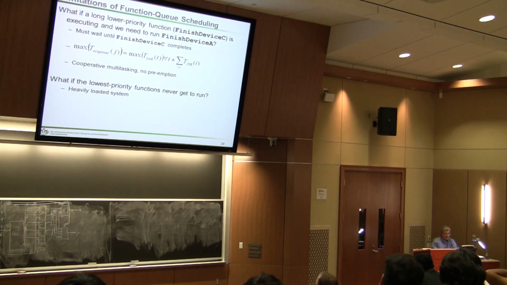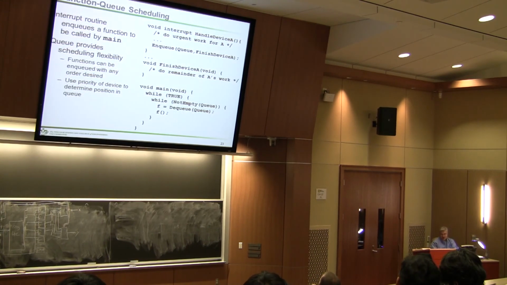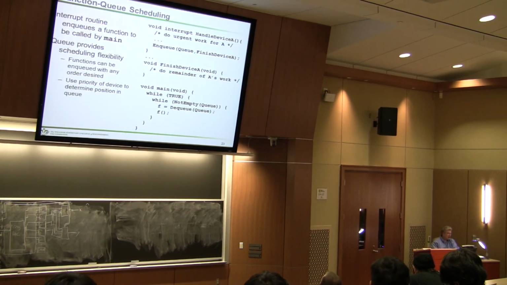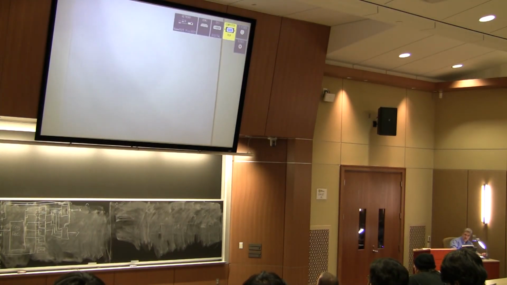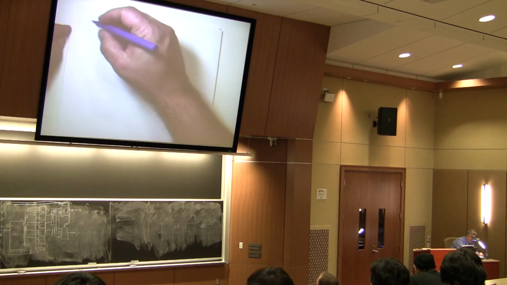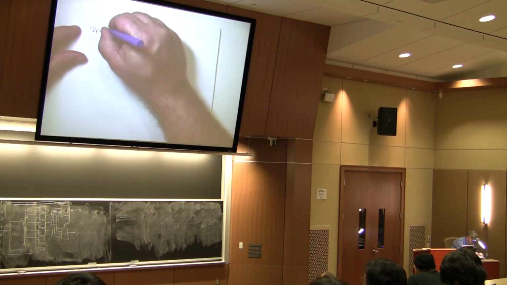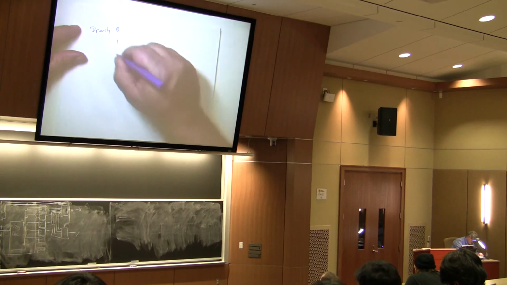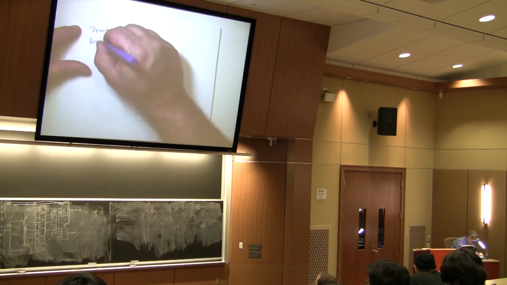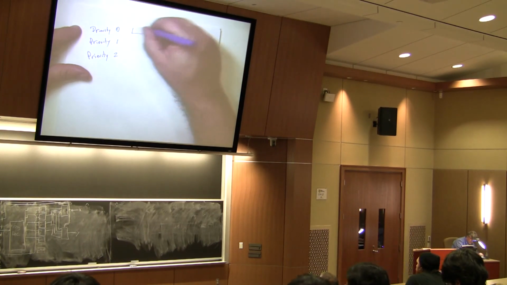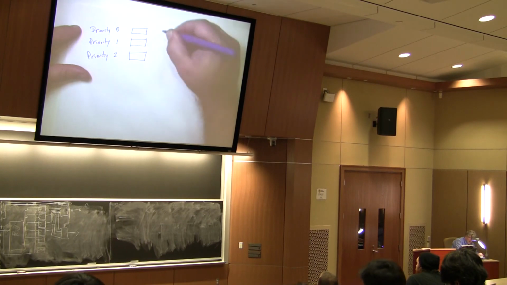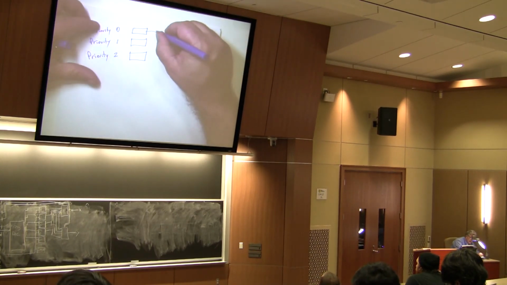So, if the lowest priority functions never get to run, maybe because you keep on enqueuing different tasks in higher priorities. And one other possibility that I've seen is as follows. In some examples, you have multiple queues. And what you can do is create a linked list.